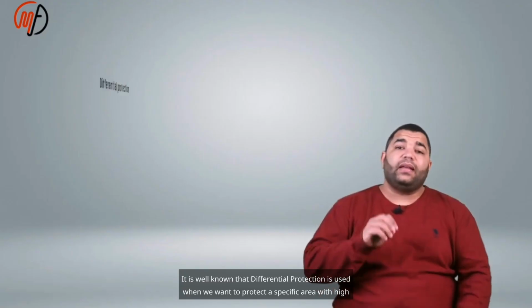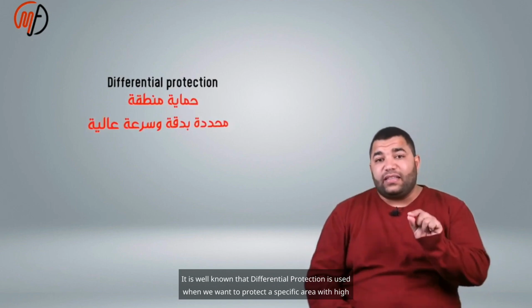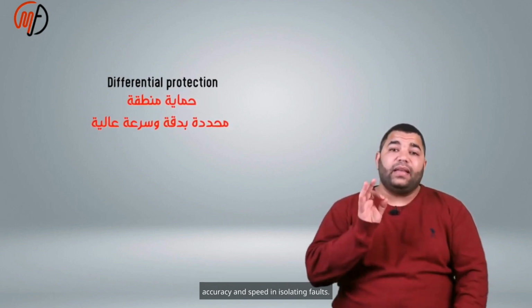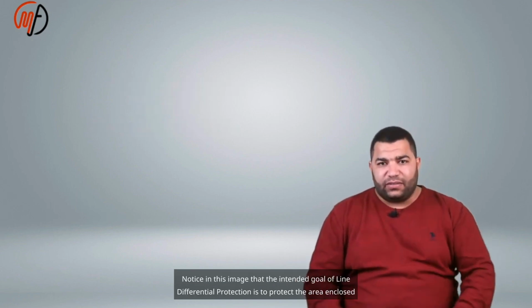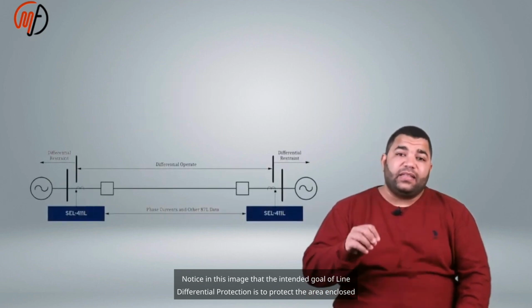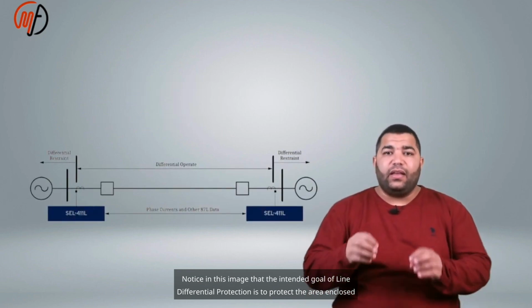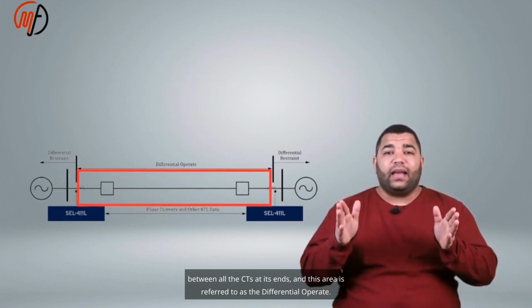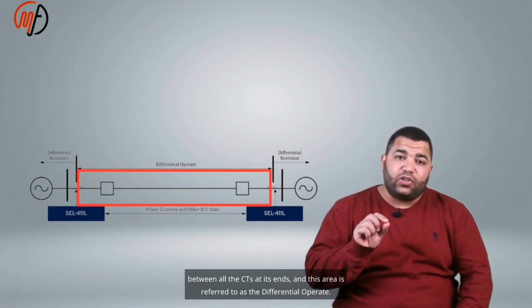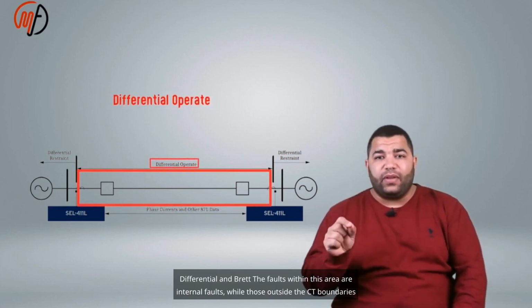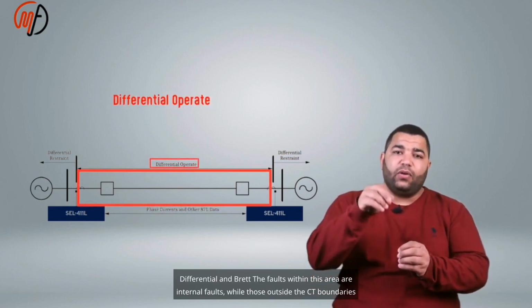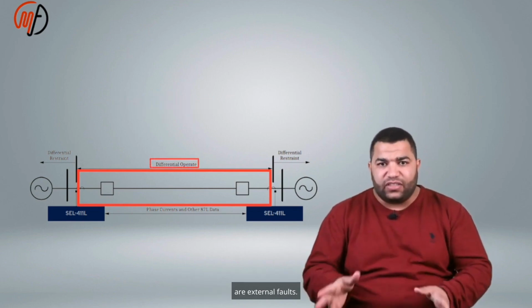It is well known that differential protection is used when we want to protect a specific area with high accuracy and speed in isolating faults. Notice in this image that the intended goal of line differential protection is to protect the area enclosed between all the CTs at its ends, and this area is referred to as the differential operate area. Faults within this area are internal faults, while those outside the CT boundaries are external faults.